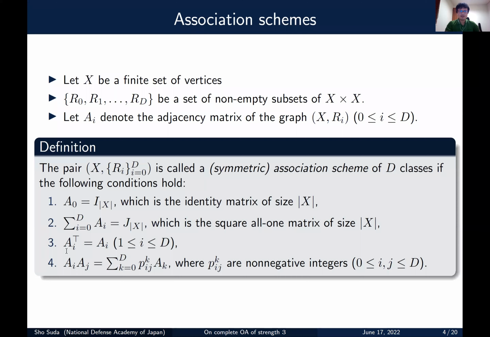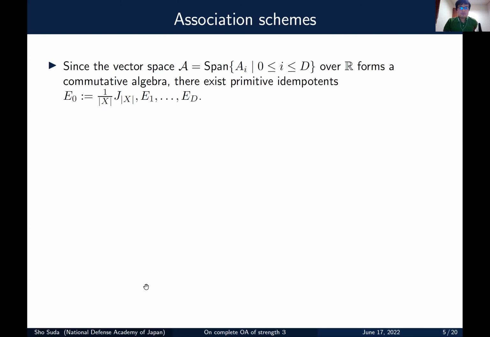Each adjacency matrix is symmetric. This means each graph is an undirected graph. And the fourth condition is very important in the theory of association schemes. For any i, j, k, there exist non-negative integers p_ij^k such that A_i A_j can be written as a linear combination of the A_k, whose coefficients are p_ij^k. If we consider the vector space A spanned by all the adjacency matrices A_i over the real number field, this forms a commutative algebra, from the fourth condition in the previous slide.